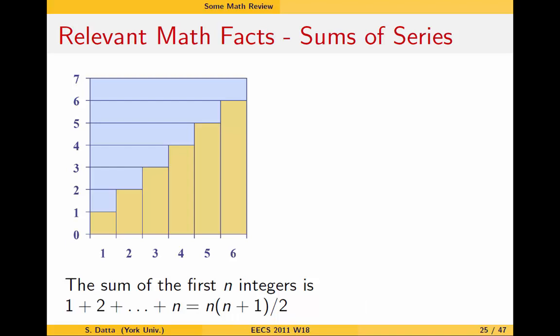It's a cute proof, but if you don't like the pictures, what you can do is write the series forwards and backwards. So write 1 plus 2 plus up to n, write the series backwards, and add them up, column by column if you will. Each of those columns is n plus 1, and there are n of those columns, so this is equal to n times n plus 1. This is 2s, where s is the original series, so s is equal to half of that. There are any number of ways of proving this, it's not hard. And you don't even have to remember the proof, just remember the fact.